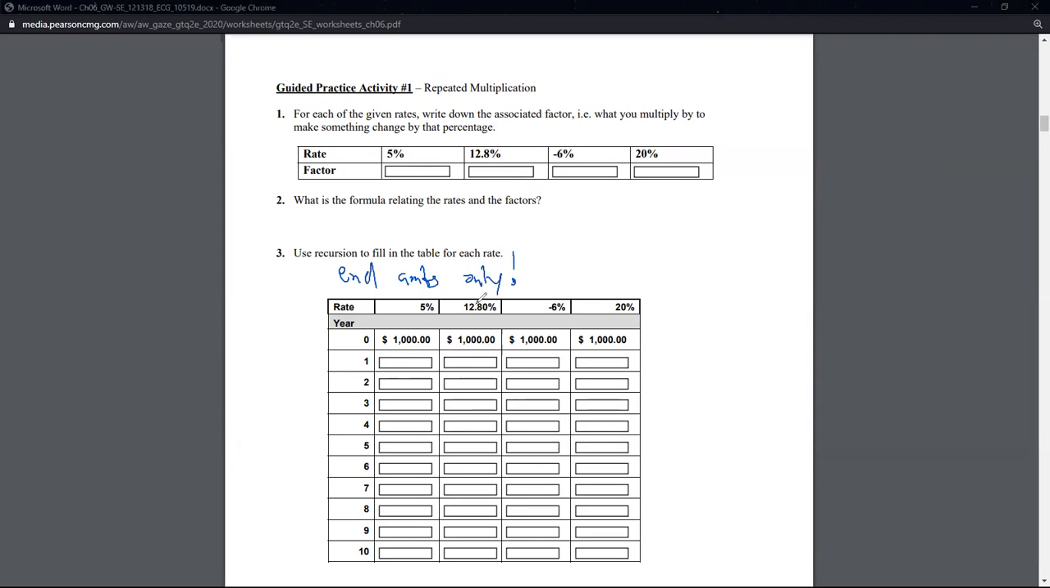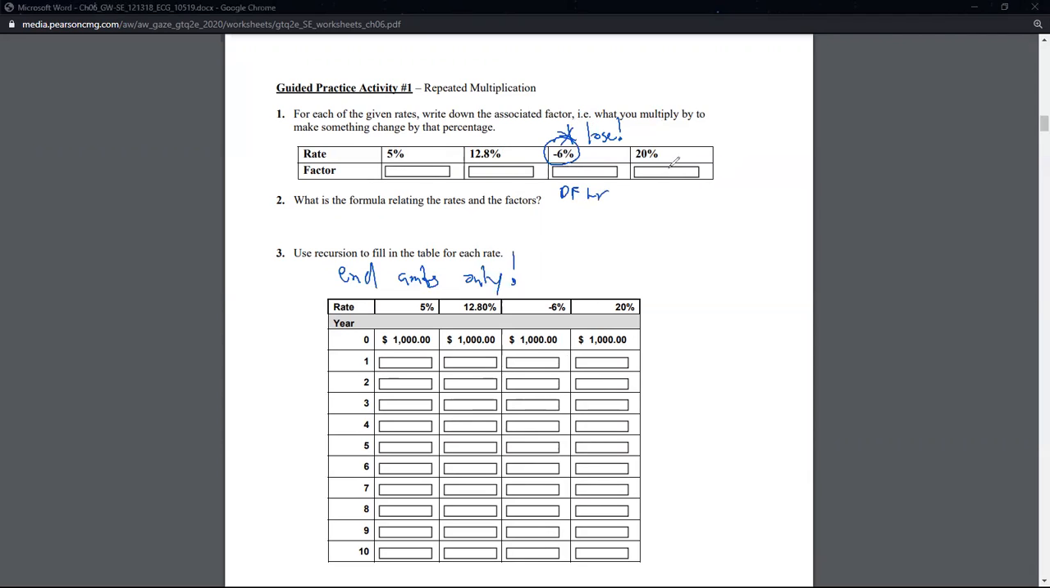One of them based on a 5% rate, one of them based on a 12.8% rate, one of them based on a -6% rate, and then one of them based on a 20% rate. Now please note, one of them is negative. This means you're losing money each year. This means that your money is going to go from $1,000 to, I don't know, maybe $900 and some change, and then down to $800 and some change, and then eventually $700 some change, eventually $600 and some change. So this one will be going down. So that's not a growth factor, it's a decay factor. It's the 1 minus R instead.